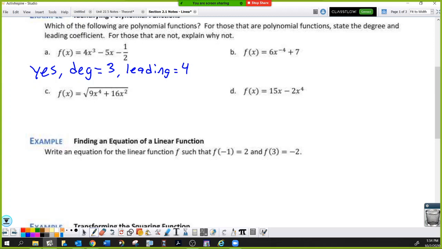So part B. Is that a polynomial? Why not? The negative exponent is a problem. It's an integer, but it's negative, and that's a no. So no, not a polynomial, negative exponent. Those aren't allowed. I mean, they're allowed, but not in polynomials.